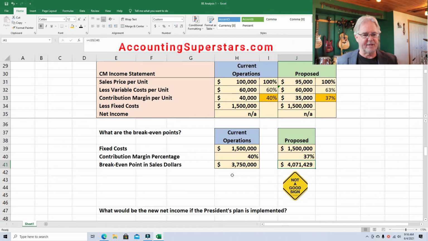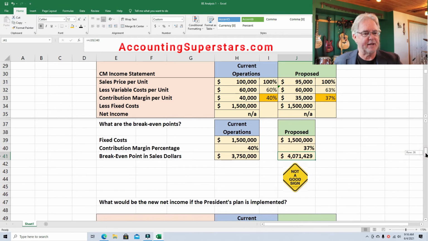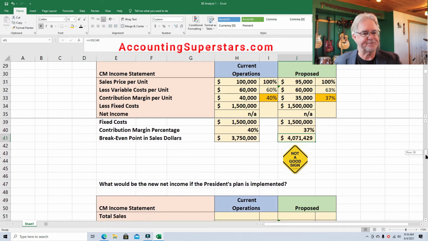There's a little bit more to it than that. But it does mean that the president's idea might be a little more risky because they have to sell more just to break even. All right, so let's take it a little step further. Let's see if they are going to make a profit under the president's idea.